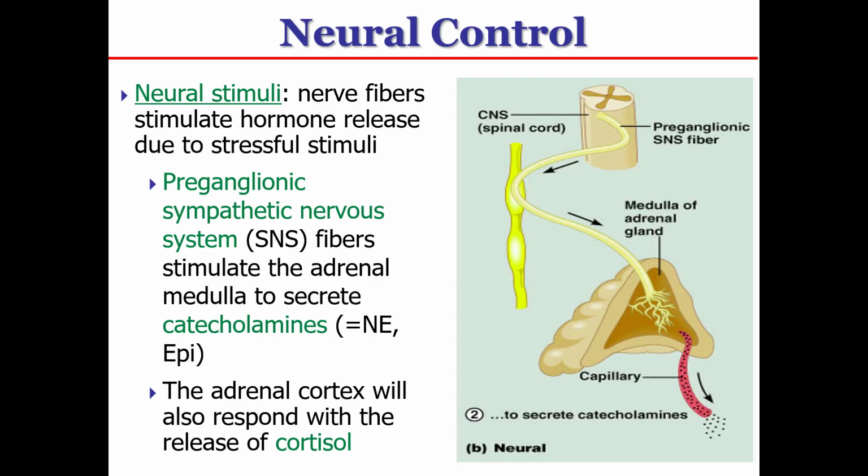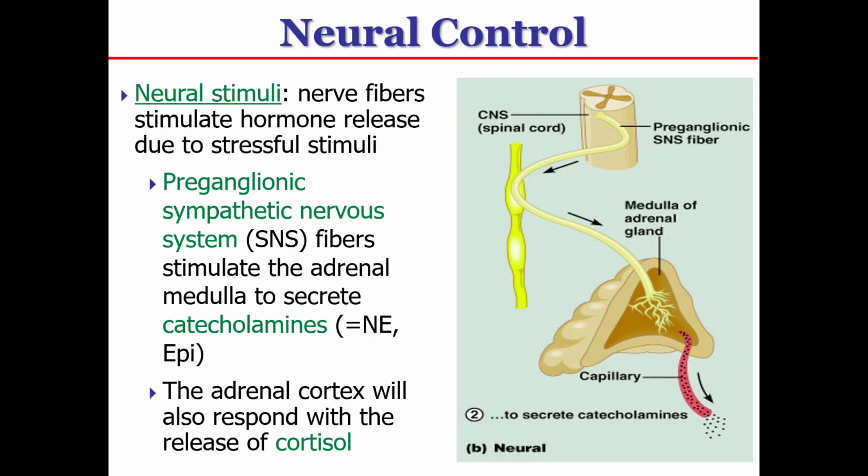Epi-norepi in an 80-20 ratio is going to flood the bloodstream and target every tissue in the body. That's called a mass activation, and the body's going to respond with the sympathetic nervous response, or fight or flight. Epi-norepi is under the category of catecholamines.